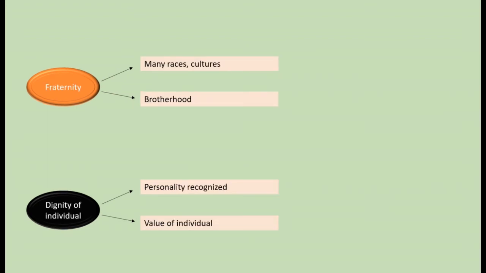Eleventh, fraternity. The idea of fraternity was also from the French Revolution. India is a land of many races, cultures, languages and religions. Due to this, conflicts may arise. To avoid any fissures, the spirit of brotherhood amongst all sections of the people was needed.